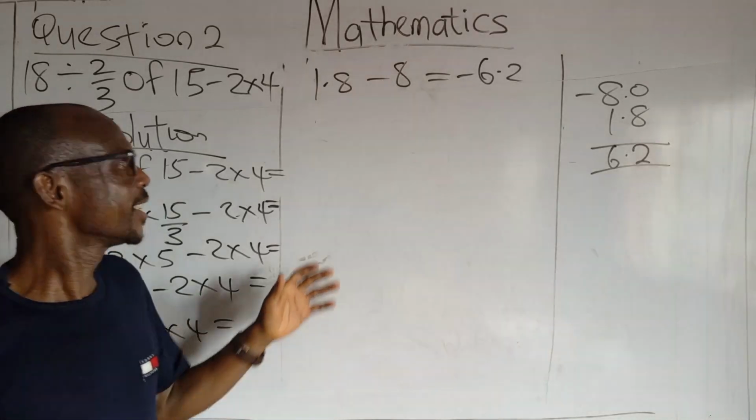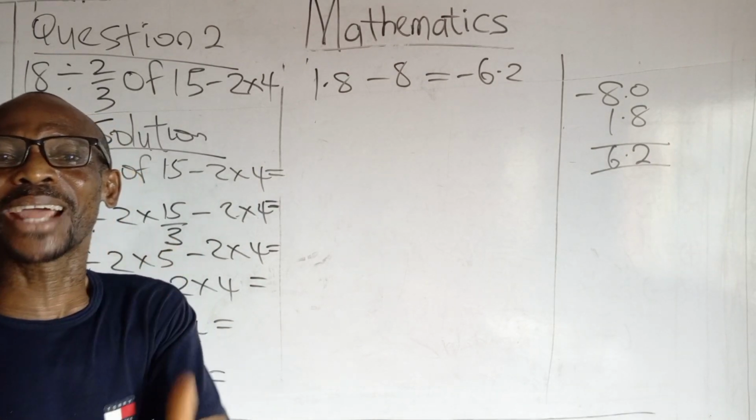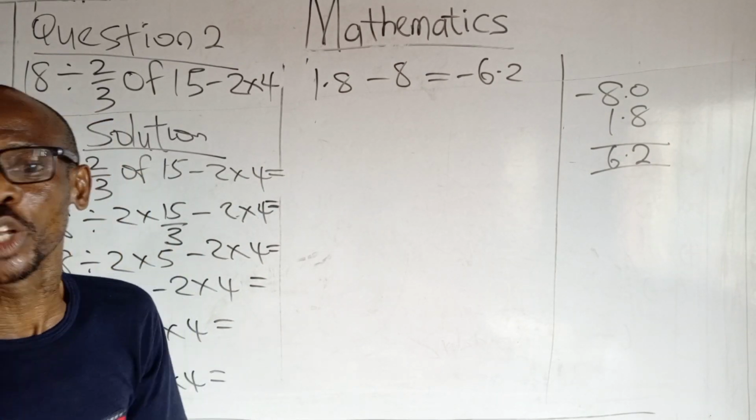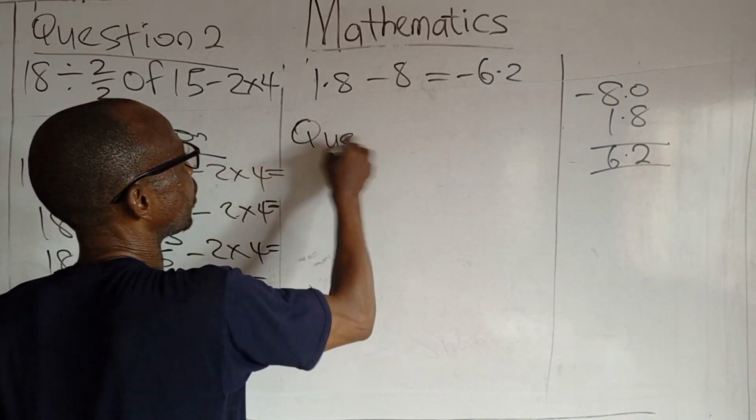So we can see that BODMAS gives us how we can carry out the order in which operations should be done. Let's take another example. Question 3.